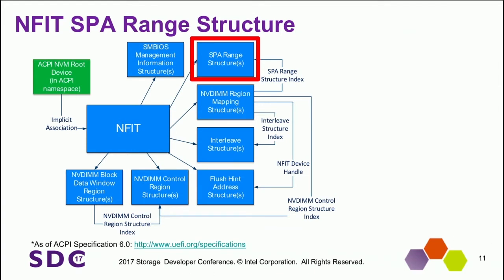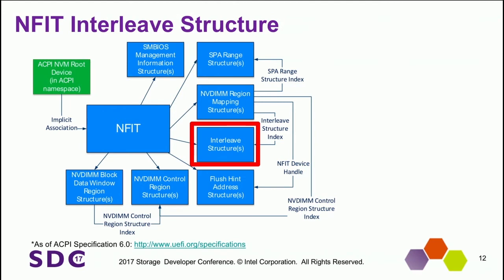The SPA range structure contains attributes about the memory type, like the memory attributes, proximity domain, the base address, and the length. Enumerating the SPA range structures gives us the ability to discover the mapped regions of persistent memory. Next, the interleave structure basically does exactly what it says. It describes the interleave options for a particular NVDIMM region. It also allows us to convert between device physical addresses and system physical addresses.